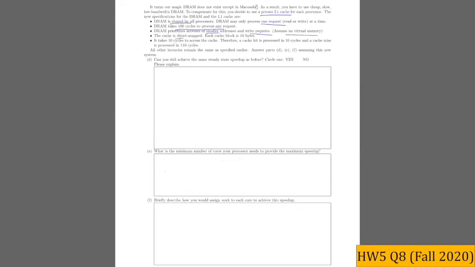The cache is direct map. Each cache block is 16 bytes. It takes 10 cycles to access the cache. Therefore, a cache hit is processed in 10 cycles, and a cache miss is processed in 110 cycles. Why? Because 10 cycles for accessing the cache and 100 cycles to go to DRAM because the data has missed in the cache. All other latencies remain the same as specified earlier. Answer parts D, E, F assuming this new system. Can you still achieve the same steady speed up as before? Circle yes or no, and then please explain.